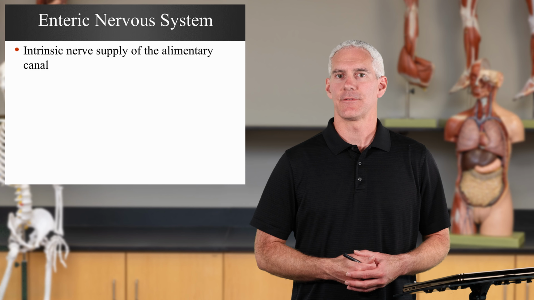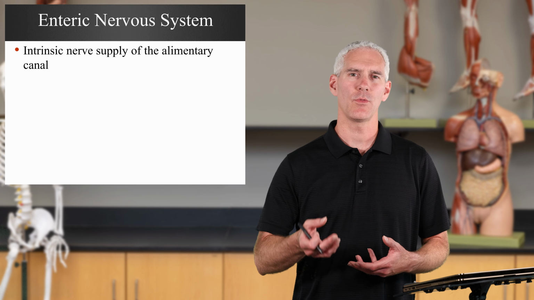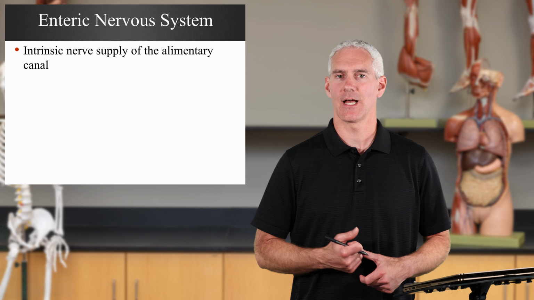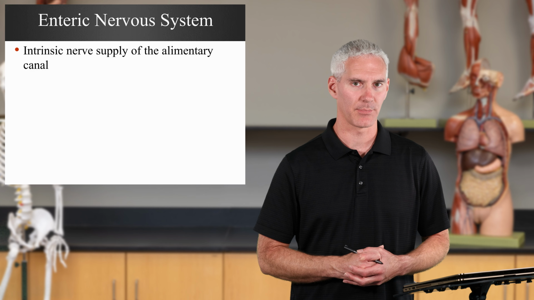Now we've already looked at the 4 different tunics and the different components of each tunic. We need to look at how those tunics are controlled, a little more about how the control of your GI tract works. And for that, that's where the enteric nervous system comes into play.